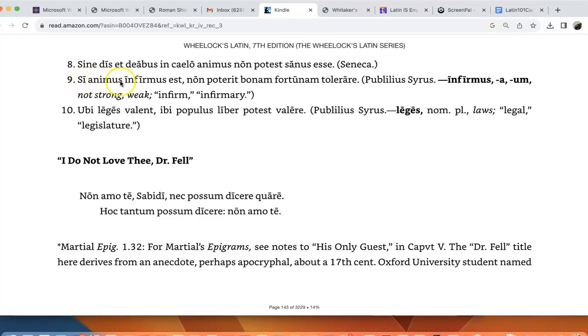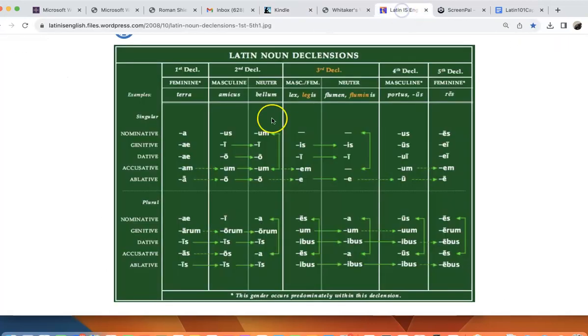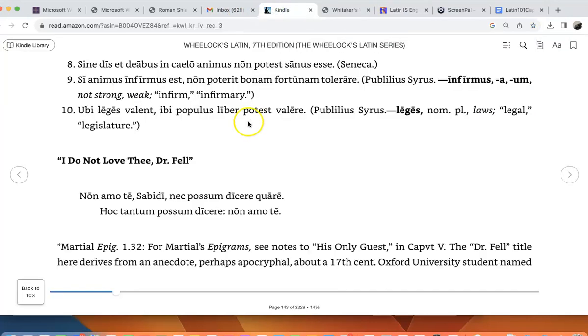So si means if, animus infirmus, again, infirmus, weak, not strong, is fairly straightforward. Here's one of our grammar elements in this chapter. It will not be able, but then here's our complementary infinitive. It's where we get the word tolerance, to tolerate or to endure. And then endure what? Bonum fortunam, because that's the direct object, first declension accusative singular, am, and so that is the object of the endurance.